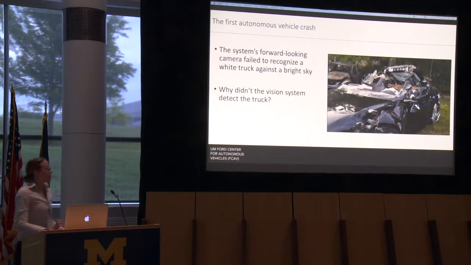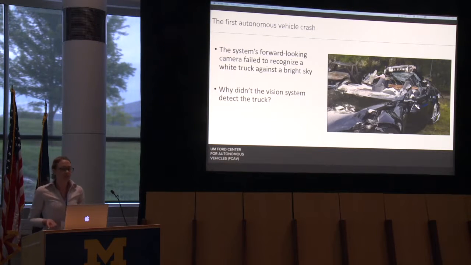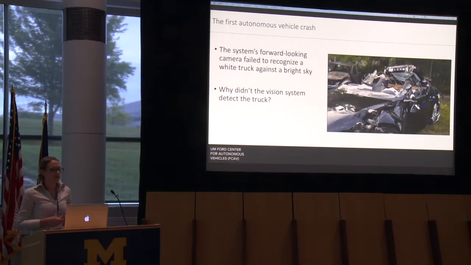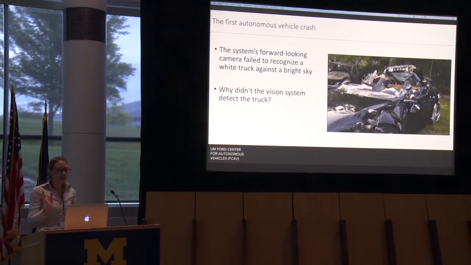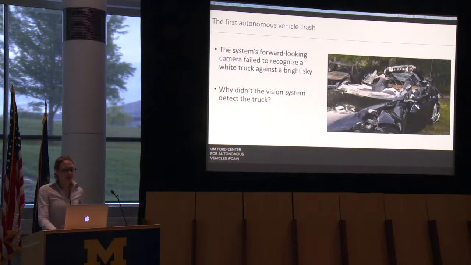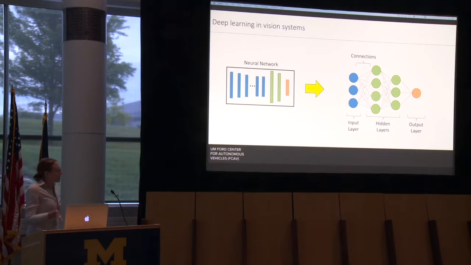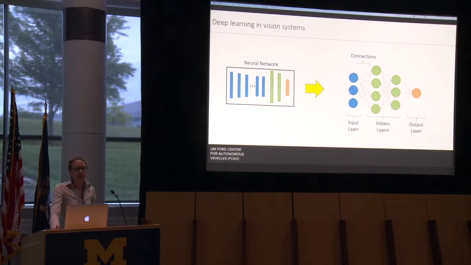So why do we care about camera effects? So let's talk about the very first autonomous vehicle crash that involved a Tesla. What happened is that the car's autopilot was unable to detect a white truck that was cast against a bright sky. And the question we have to ask is, why did the vision system fail in this case? As Tesla's vision system is proprietary, but we do know that they use deep learning.